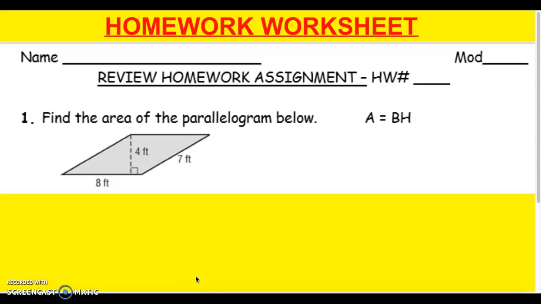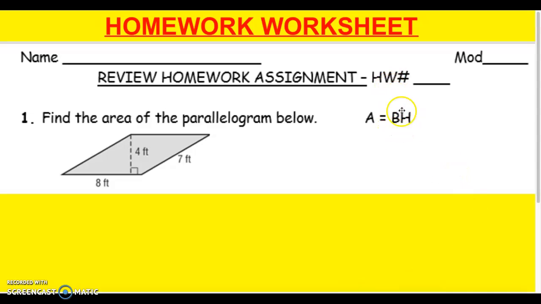I'm going to right now on this video explain how to do tonight's homework assignment. So what I'd like you to do is have this homework printed out in front of you along with your calculator and the formula sheet that I have on the website for you. Okay, so number one is finding the area of a parallelogram.